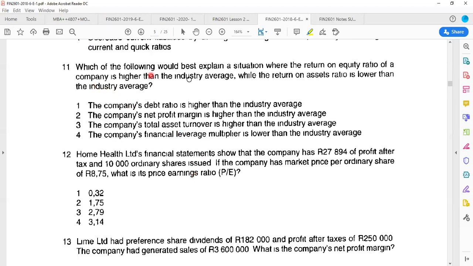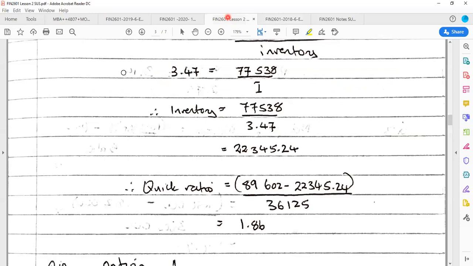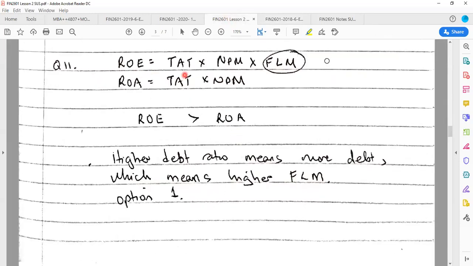And then question 11, which of the following would best explain a situation where the return on equity of a company is higher than the industry average, while the return on assets ratio is lower than the industry average? Now, to best answer number 11, you need to remember that return on equity can be calculated using DuPont. So can return on assets. Return on equity, according to DuPont, is total assets turnover multiplied by net profit margin multiplied by the financial leverage multiplier. And return on assets is total assets turnover multiplied by net profit margin.